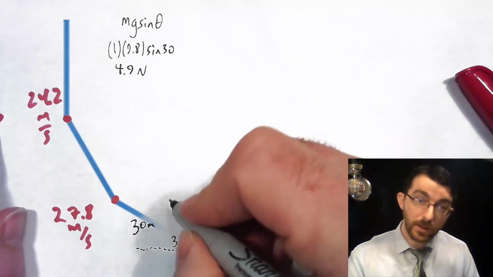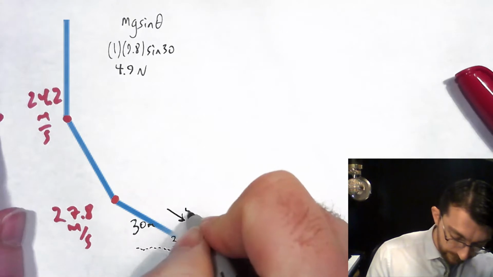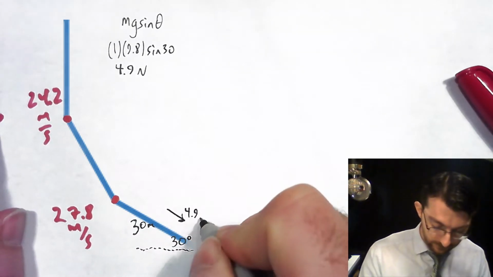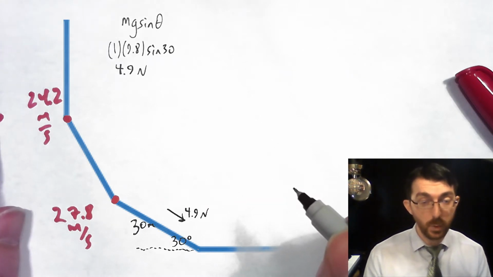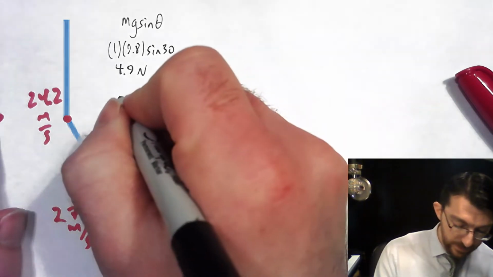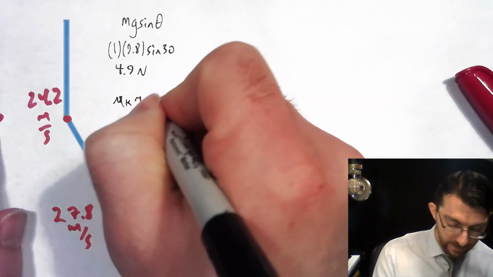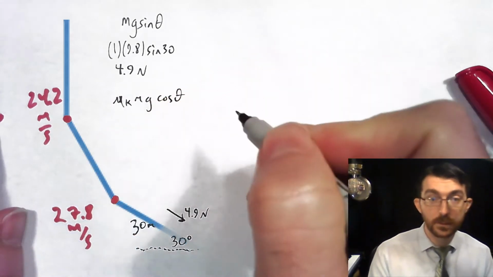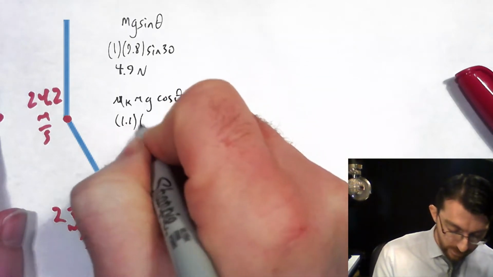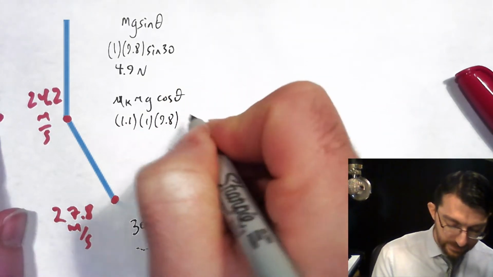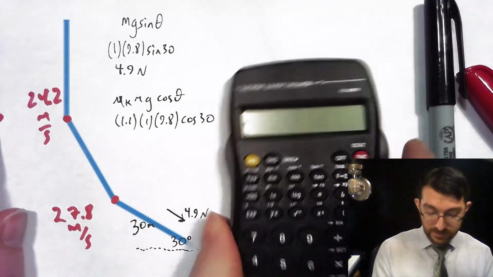Okay, I can just go ahead and draw the arrow in now. That's going to be 4.9. As for the force of friction holding it back, that's going to be the coefficient of friction times mg cosine theta. Coefficient is 1.1. The mass is 1. Gravity is 9.8. And then there's the cosine of 30. Now the cosine of 30 is the square root of 3 over 2.